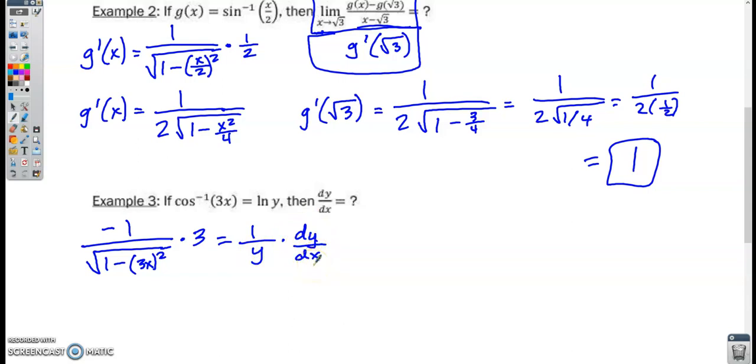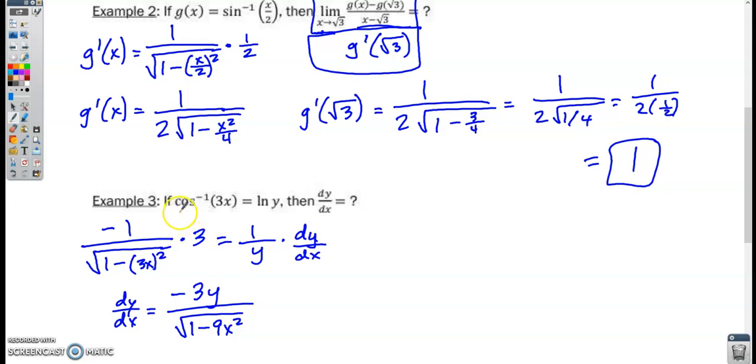And so I want to solve for dy dx. I get dy dx here by multiplying both sides by y. Gives me negative 3y over the square root of 1 minus 9x squared. Now, that's an okay derivative. In fact, that derivative probably works for me, but I'm going to get rid of the y so that I have dy dx just in terms of x.